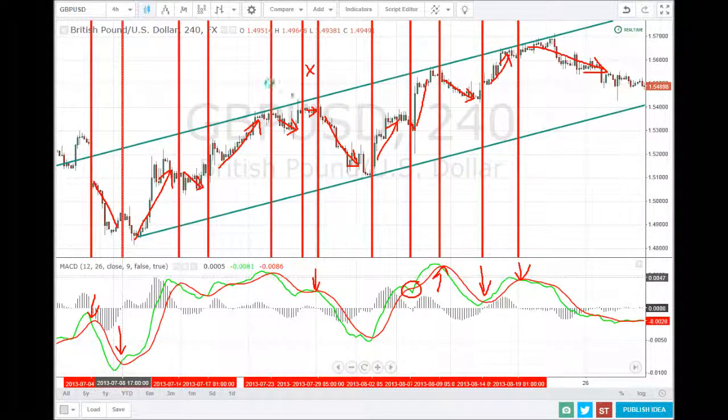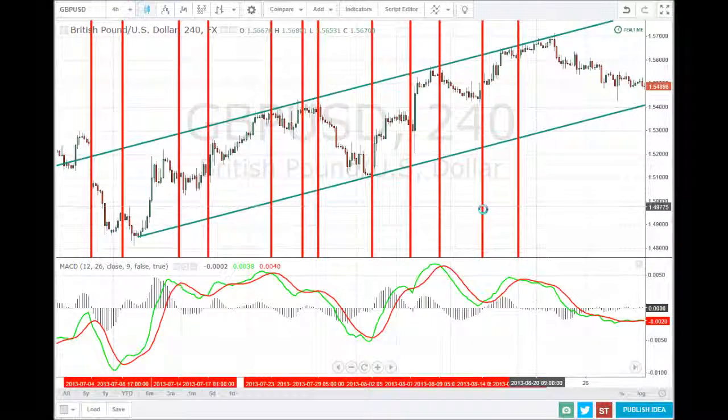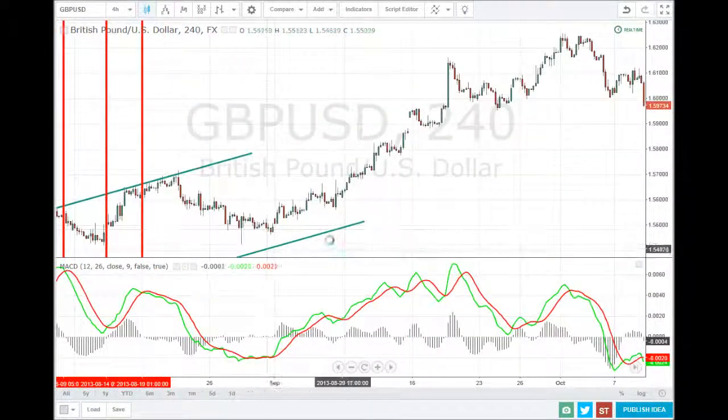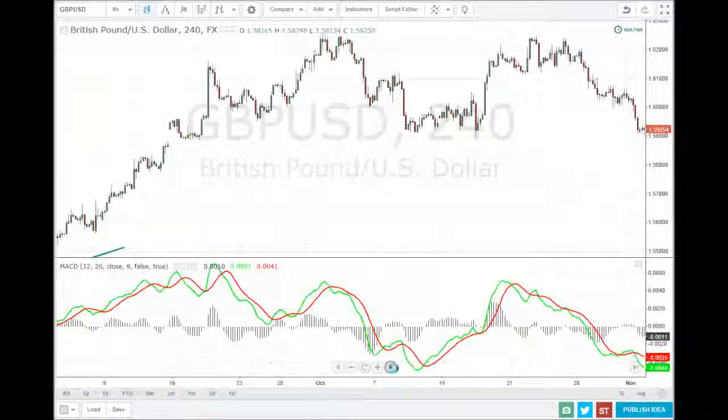So out of all of those examples, we had one false signal, and we also had a bit of a confusing signal just here. So we could say we had two false signals. The MACD is not always this reliable, but in this example, it has been very reliable. So how can we use the MACD in our trading? As already suggested, any indicator should be used as a confirmation. So let's move to more recent price action.